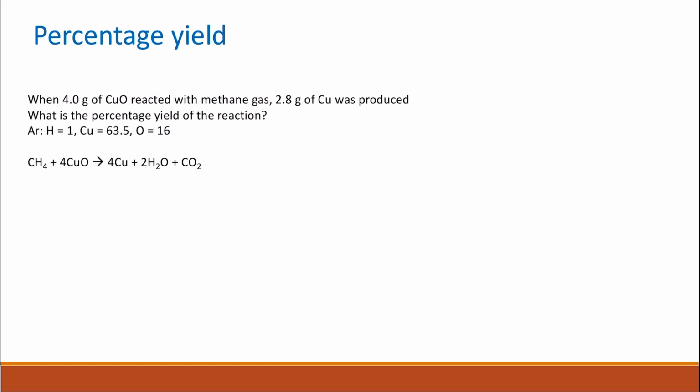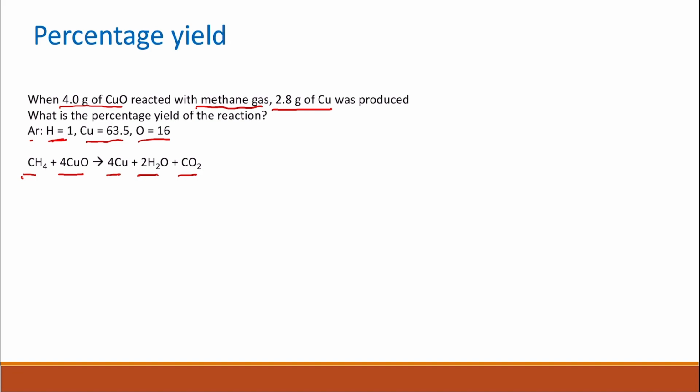For example, when 4 grams of copper oxide reacted with methane gas, 2.8 grams of copper was produced. So what would be the percentage yield of this reaction? The relative atomic mass of hydrogen is 1, copper 63.5, oxygen is 16. First thing you need to do is to write the balanced equation for this particular reaction. So 1 methane reacts with 4 copper oxide to give you 4 copper plus 2 water and 1 carbon dioxide.